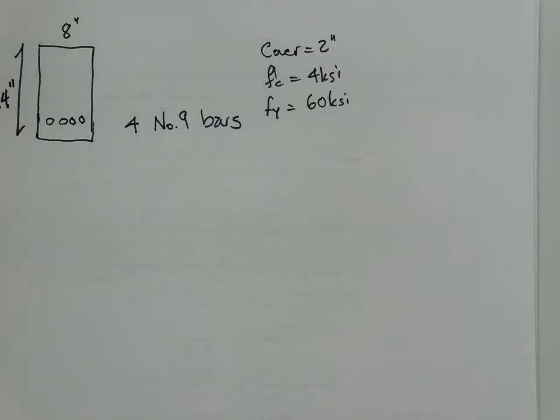Number 5 bar, not very much steel, right? Number 9, that's 1.25 inches in diameter. I don't even have one. And now I've got 4 of them across my beam.